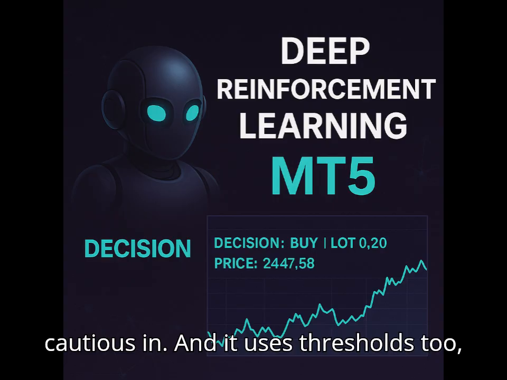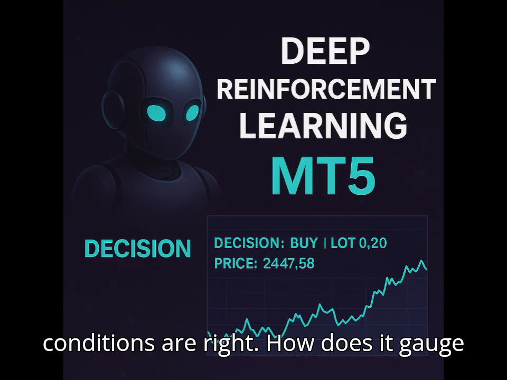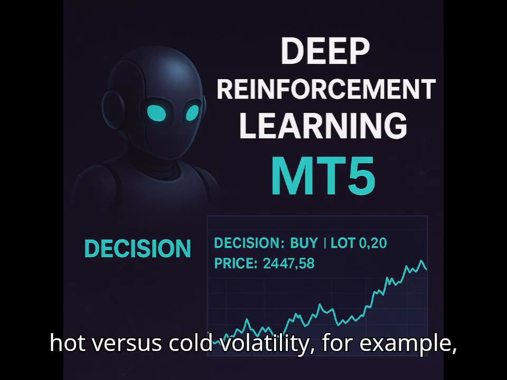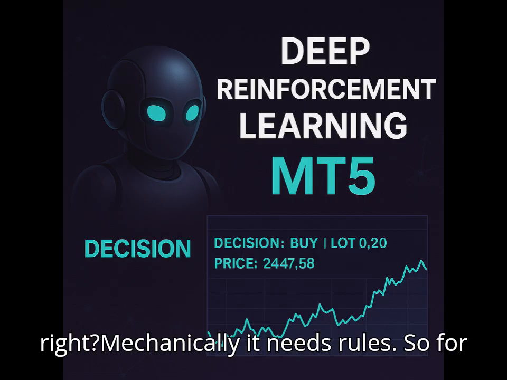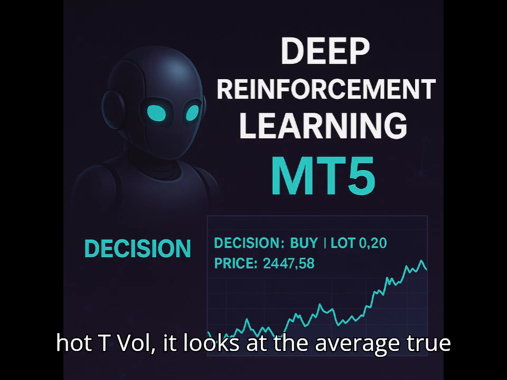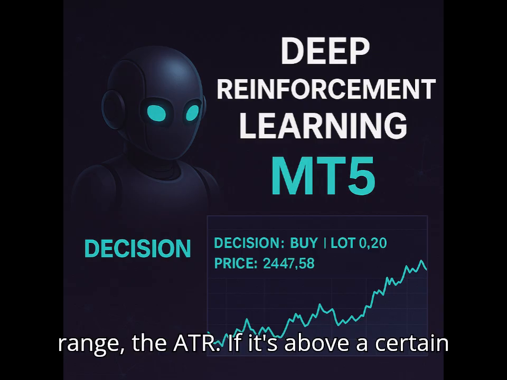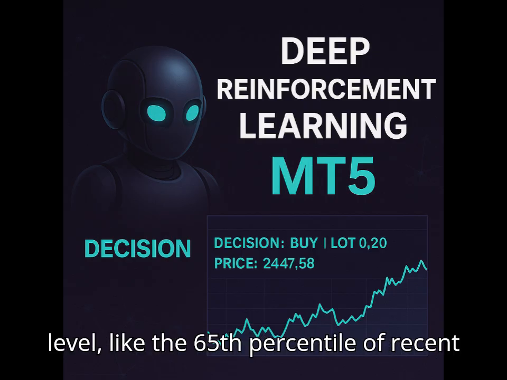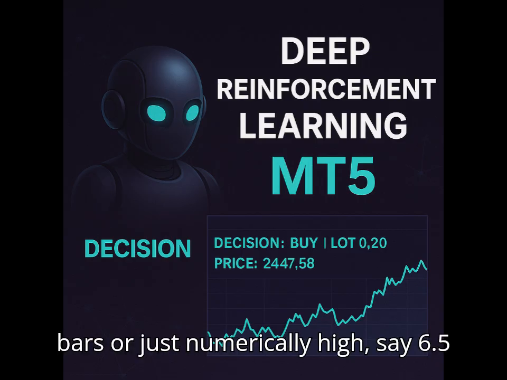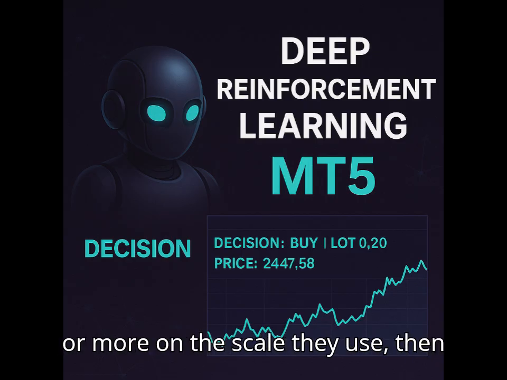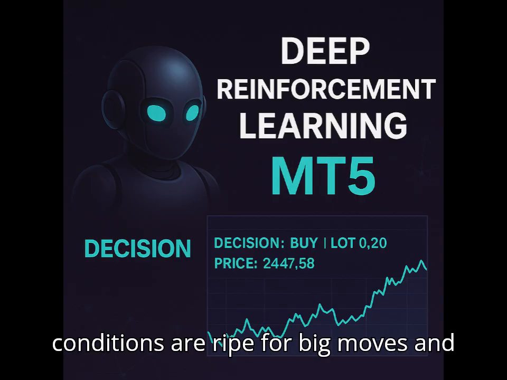And it uses thresholds too, right? Like quick rules to decide if conditions are right. How does it gauge hot versus cold volatility, for example? Right, mechanically it needs rules. So for hot T-vol, it looks at the average true range, the ATR. If it's above a certain level, like the 65th percentile of recent bars, or just numerically high, say 6.5 or more on the scale they use, then conditions are ripe for big moves.